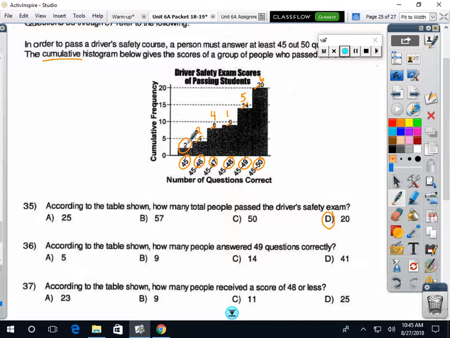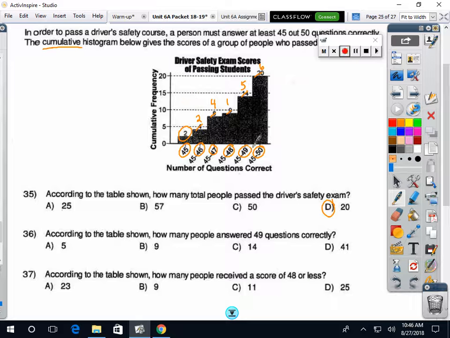So if you total those up, 2 plus 2 is 4, 4 plus 4 is 8, 8 plus 1 is 9, 9 plus 5 is 14, 14 plus 6 is 20. Okay, it's cumulative. It's not like it's 45, 46, 47. This includes people who got 45 questions and 46 questions correct. Well, we know 2 of those belong to the 45, so 2 must belong to the 46 to get that total of 4. Does everybody understand how to read a cumulative one? Okay, now that we've written all that out, it'll make it easier to answer questions 36 and 37.